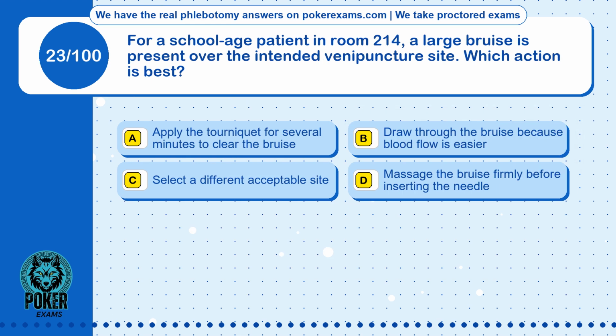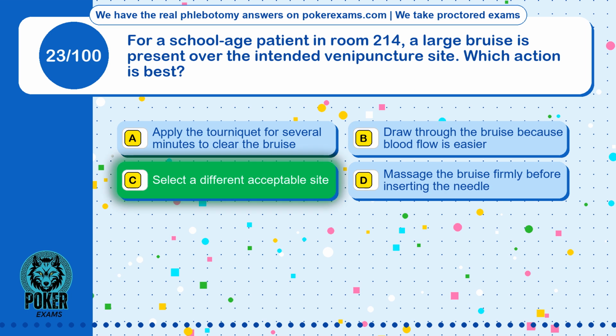Question 23. For a school-age patient in room 214, a large bruise is present over the intended venipuncture site. Which action is best? Option A. Apply the tourniquet for several minutes to clear the bruise. Option B. Draw through the bruise because blood flow is easier. Option C. Select a different acceptable site. Option D. Massage the bruise firmly before inserting the needle.